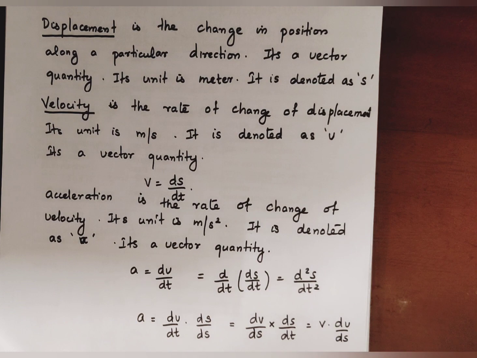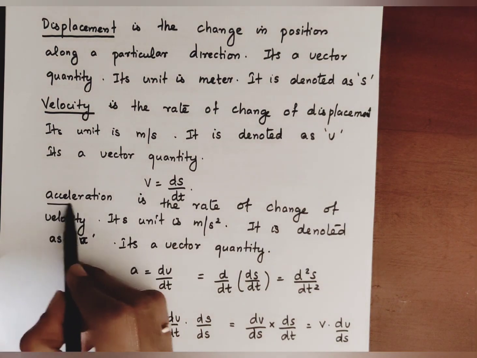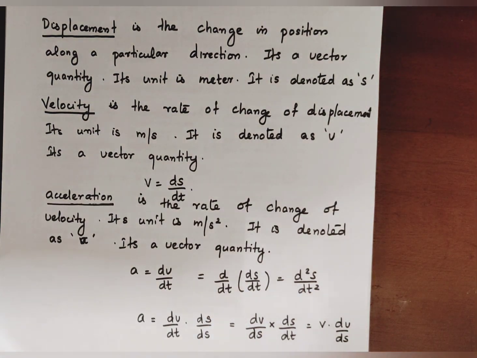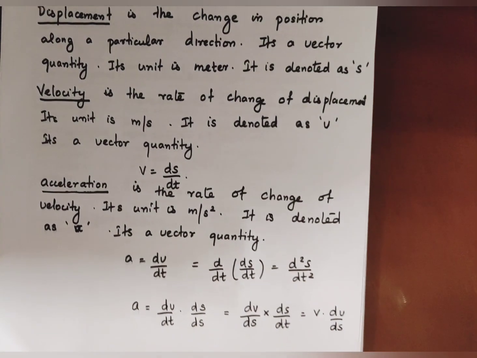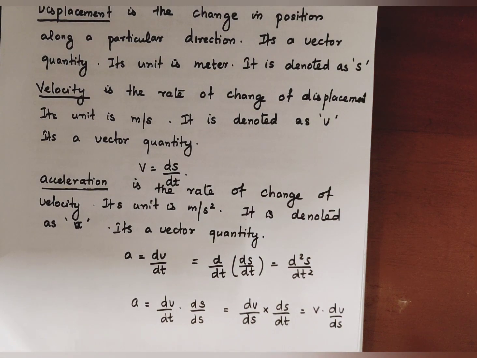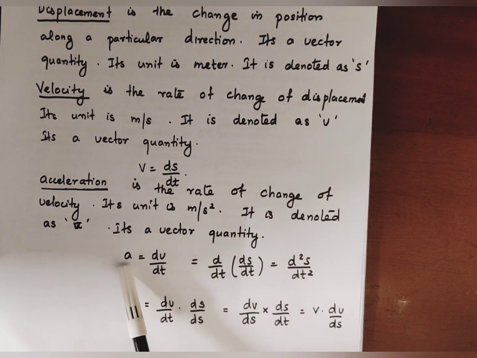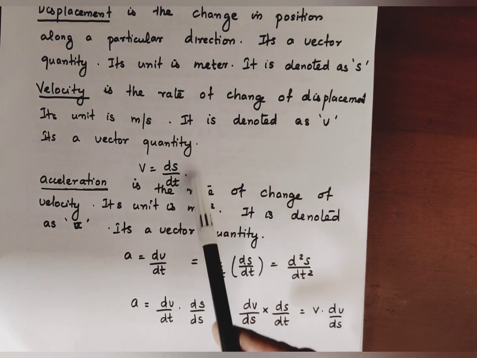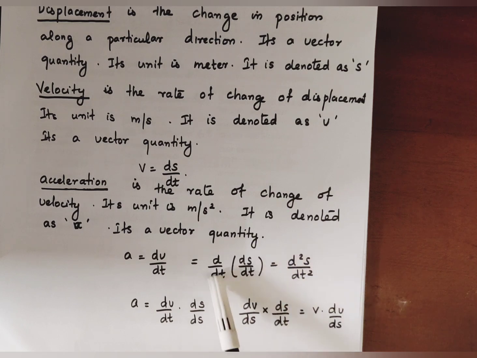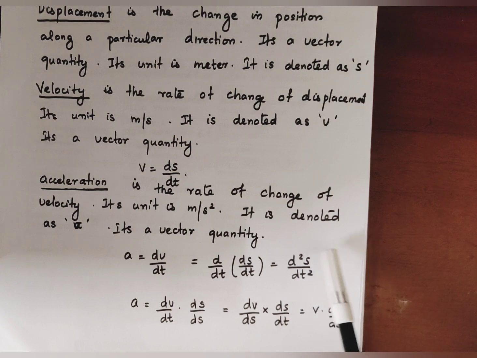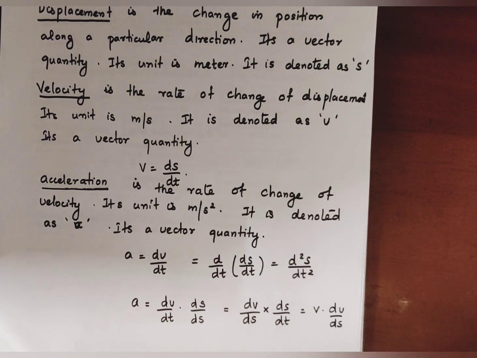The next term is acceleration. Acceleration is the rate of change of velocity. Its unit is meter per second squared. It is denoted as a. It is also a vector quantity. Here acceleration a is equal to dV by dt. V is actually ds by dt. So we can write acceleration as dV by dt, or as d square s by dt squared.